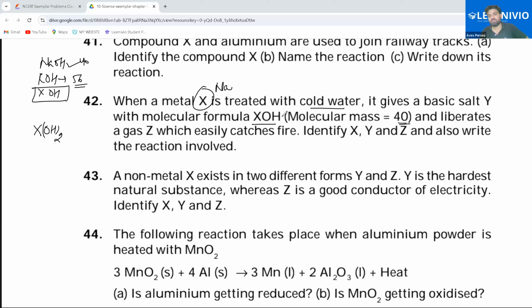If X is Y, it liberates gas Z. So gas Z is hydrogen gas. Na when reacting with water gives you NaOH plus hydrogen gas. Okay, understood? Yes or no? Yes, sir. Yana, you understood? Yes, sir. Okay, next.